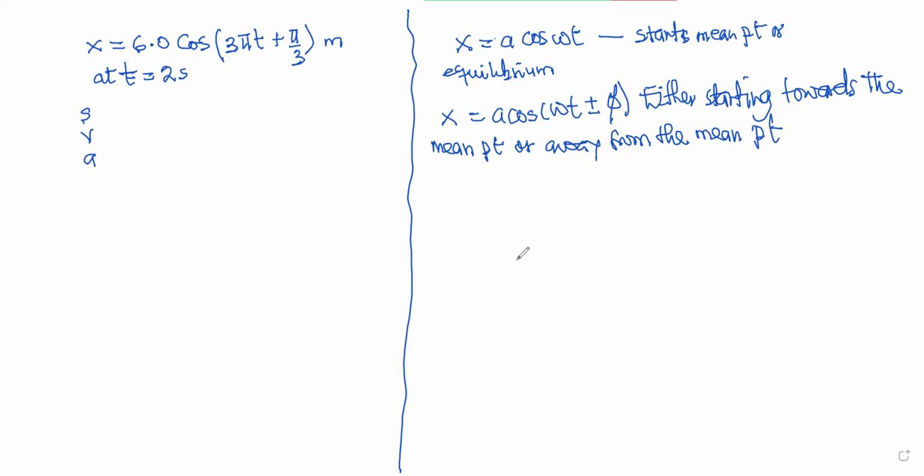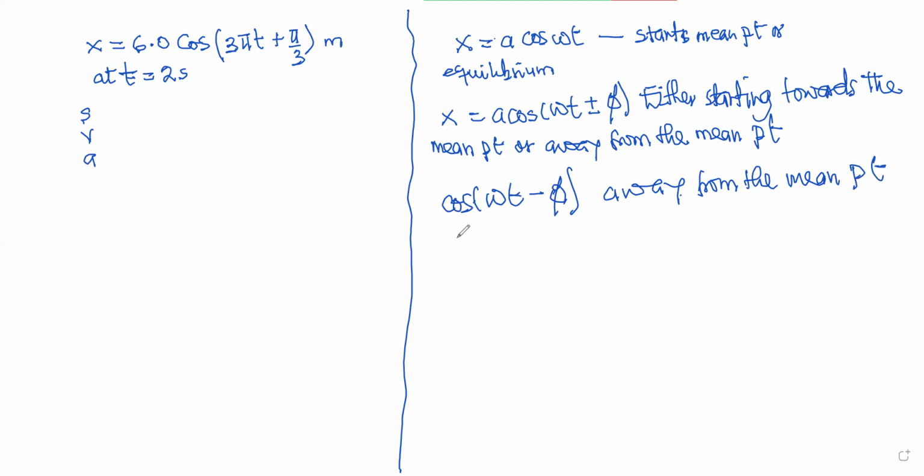Note these two differences. If we have cos omega t minus phi, then the wave is moving away from the mean point. If you see cos omega t plus phi, then it means the wave is moving towards the mean point.